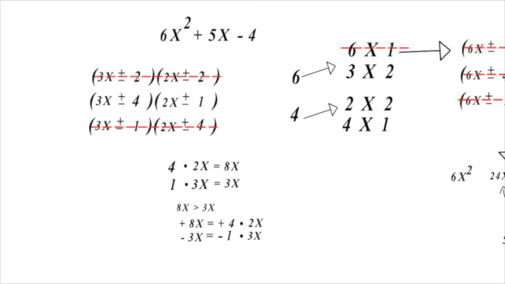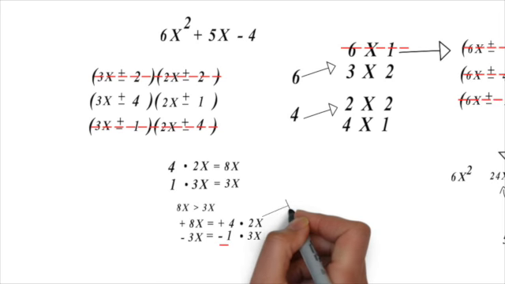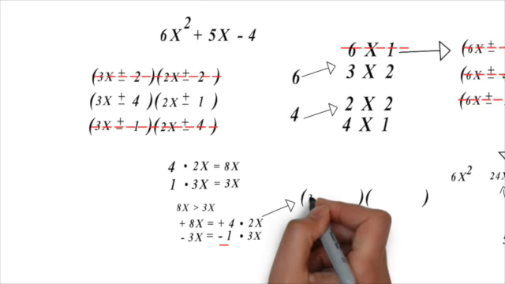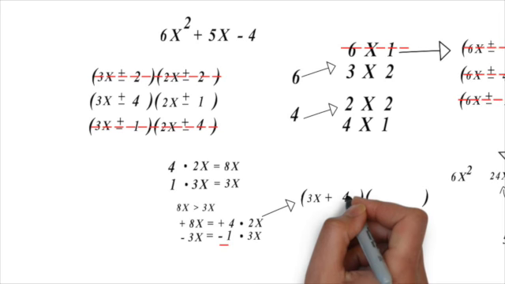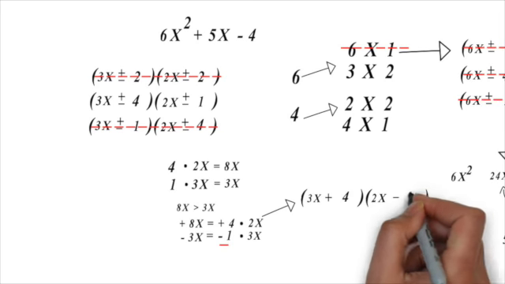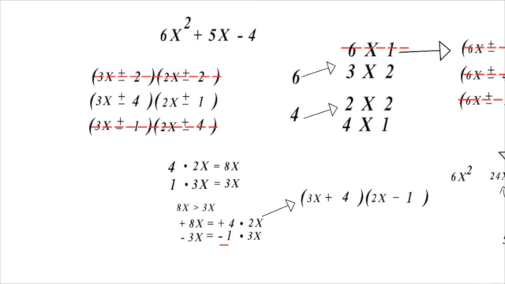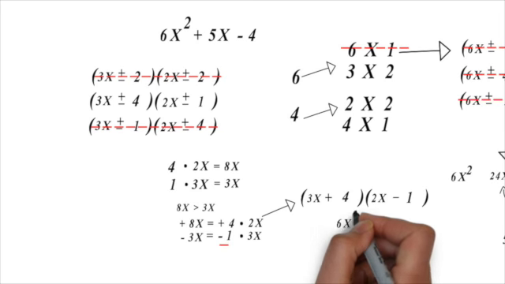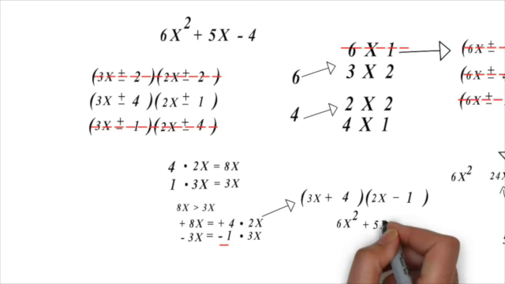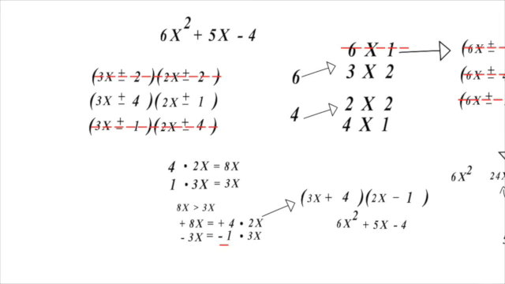So what we need is a positive 8x and a negative 3x. To get that, we will need a positive 4 times positive 2x and a negative 1 times positive 3x. Therefore, we assign our signs as 3x plus 4 and 2x minus 1. Now if we want, we can multiply back out to check our answer. We get 3 times 2x for our 6x squared. We get our middle terms as positive 8x minus 3x, and we get our negative 4. Putting these together, we get 6x squared plus 5x minus 4, which is our original expression, which means our answer is correct.